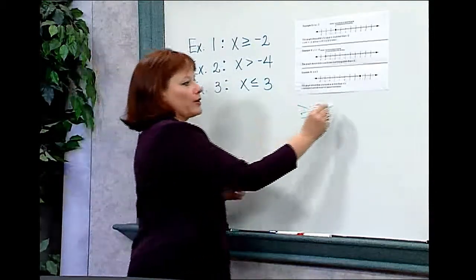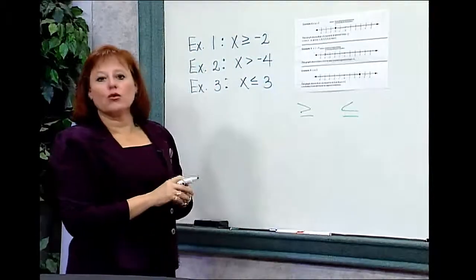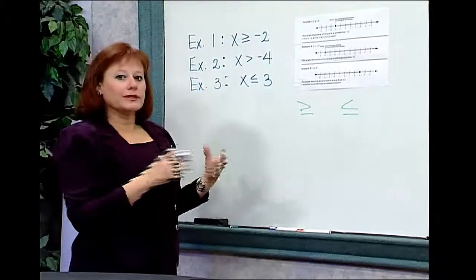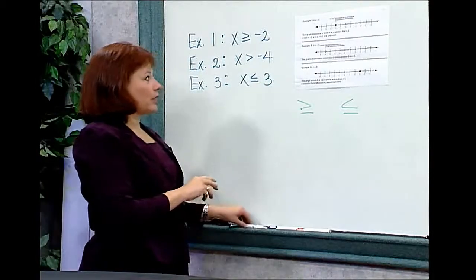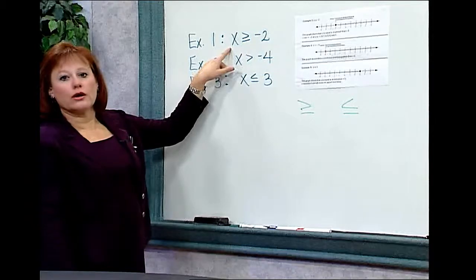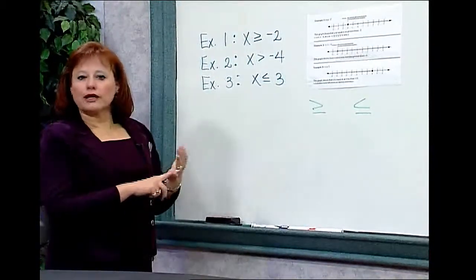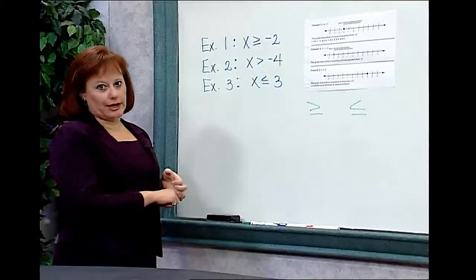Another symbol, we combine the less than sign with the equal sign, and we call that less than or equal to. And this will help us understand some sign numbers on the number line. If we look at the first example, we see x is greater than or equal to -2. That means we want to find all the values that are either equal to -2 or larger than -2.